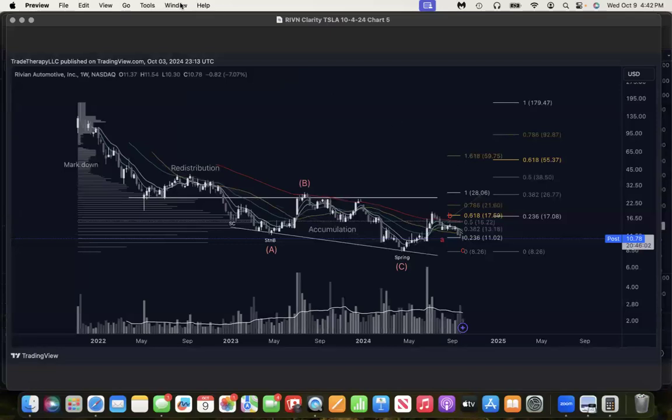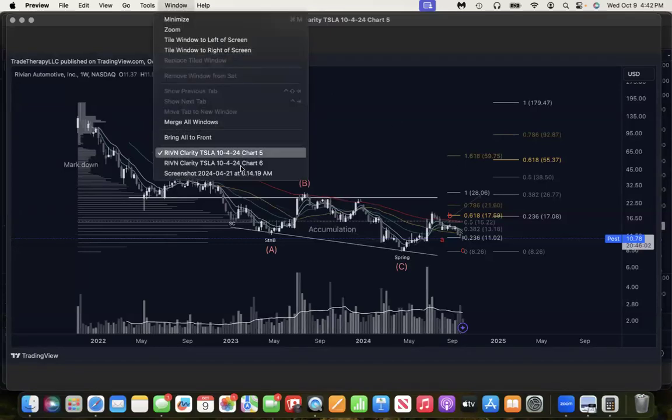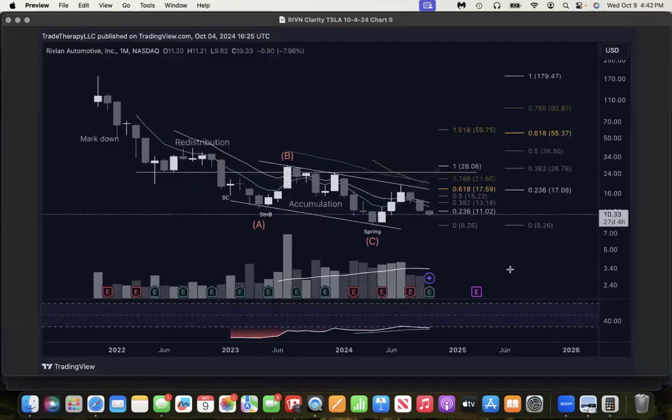We talked in Clarity Spotlight last week that using longer term charts as you get into late stage accumulation is a good way to look for subtle hints that demand greater than supply conditions are taking hold, or that buyers are beginning to take control.